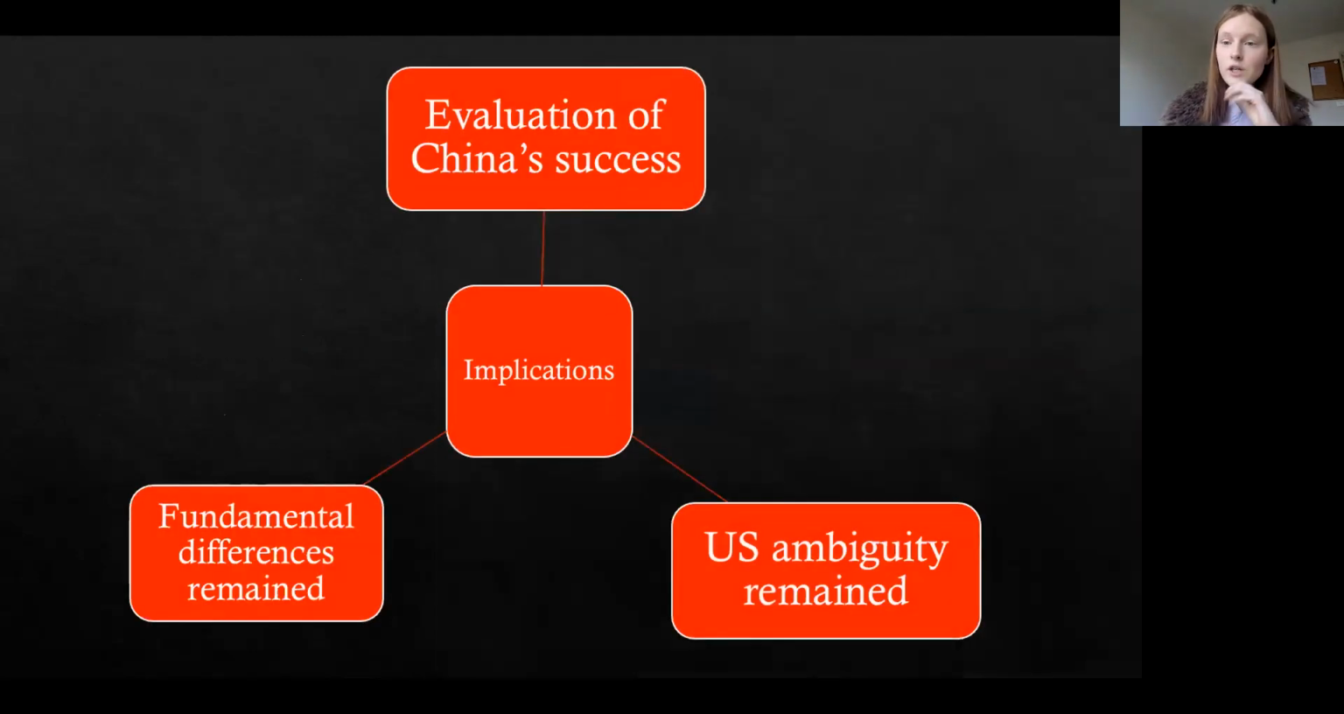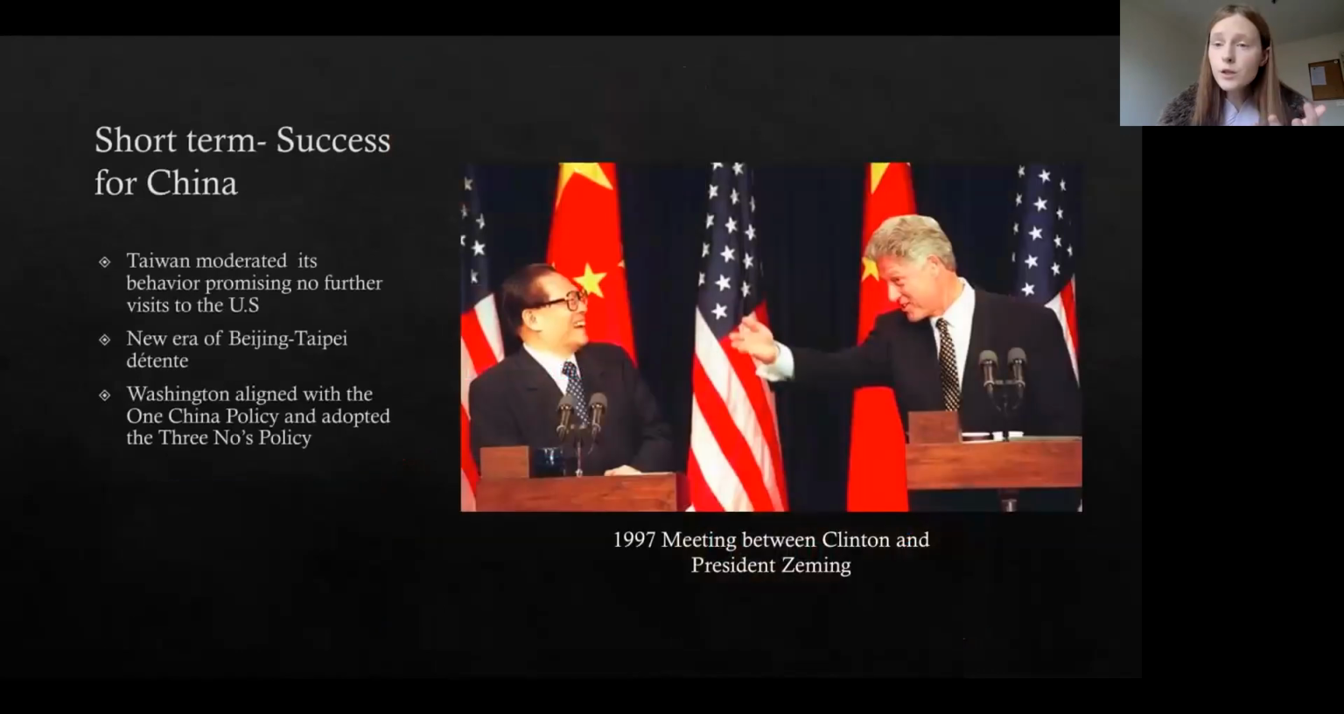In terms of the evaluation of the crisis itself, it was a short-term success for China. Taiwan did moderate its behaviour. It promised no further visits to the US, and it promoted this idea of prolonged peace, with a new era of Beijing-Taipei détente ensuing. With Washington, as you can see in this photo here, China and Washington began to reconcile their differences, and Washington realigned with the One China policy and adopted the Three No's policy, which at the crux of it was that the US would only intervene if China invaded Taiwan directly.